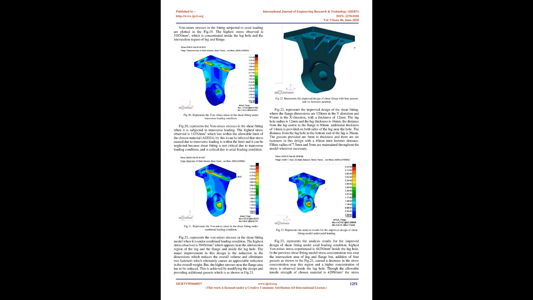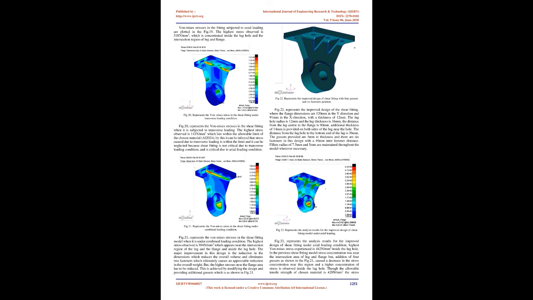Fig. 19 represents the von Mises stress for the fitting under axial loading condition. Von Mises stresses in the fitting subjected to axial loading are plotted in the Fig. 19. The highest stress observed is 518 N/mm2, which is concentrated inside the lug hole and the intersection region of lug and flange. Fig. 20 represents the von Mises stress in the shear fitting under transverse loading condition.